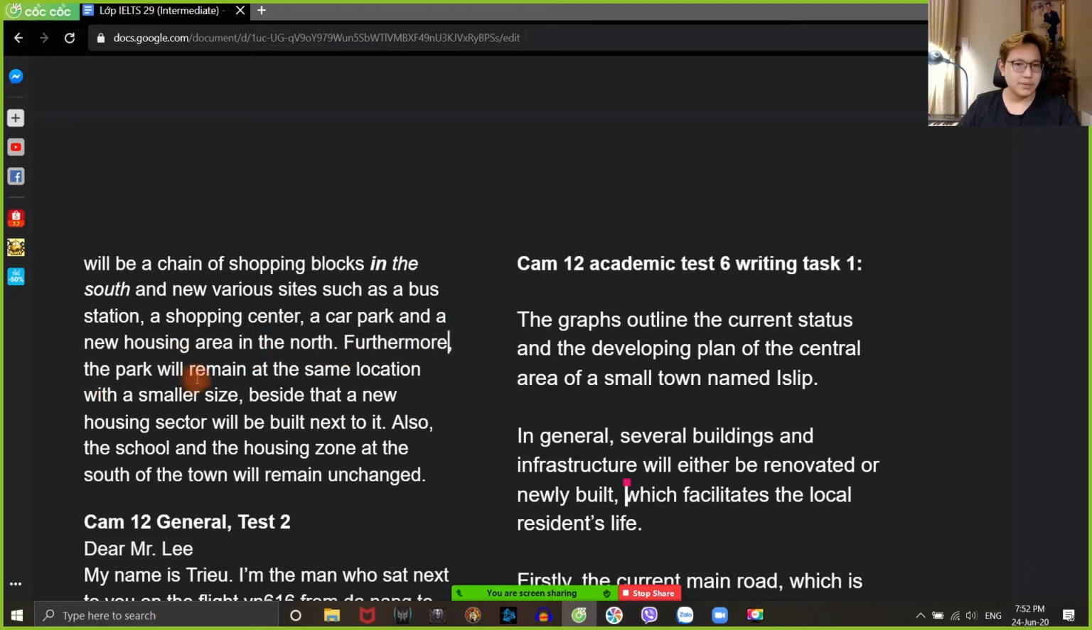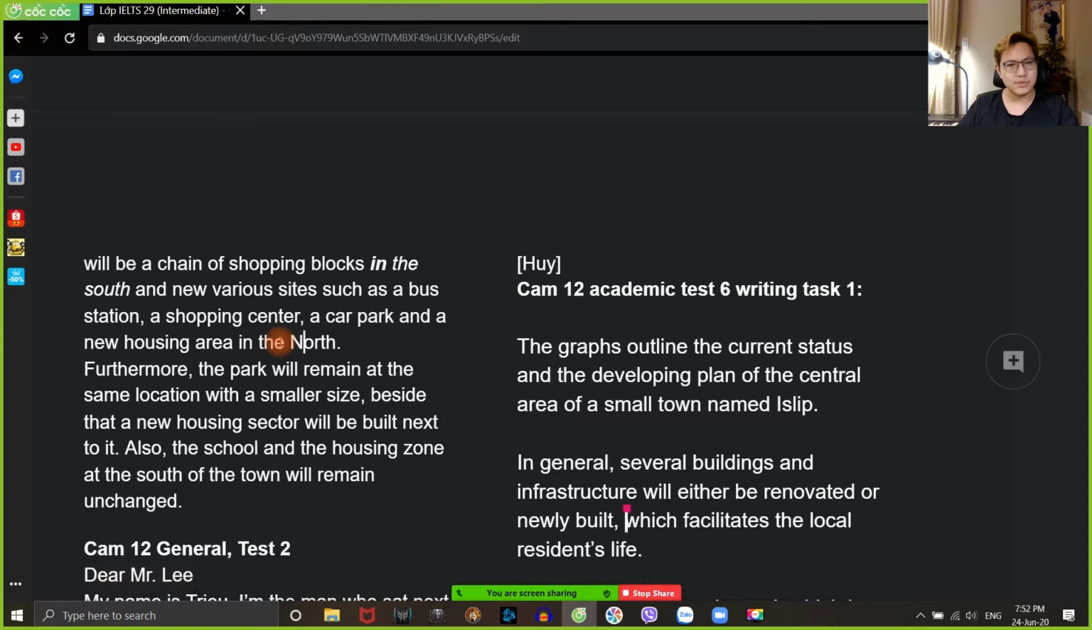Furthermore, the park will remain. Hình như mấy cái hướng này phải viết hoa hết. Remember, all the directions you have to capitalize. It must be capitalized. Nó phải bị viết hoa. Phải được viết hoa chứ. Furthermore, the park will remain at the same location with a smaller size.